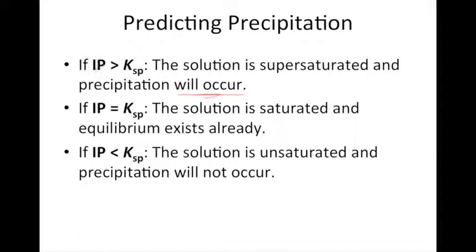So if our ion concentration is greater than KSP, we have more than a saturated solution, we will get precipitation. If the two are equal, then a saturated solution exists and the solution is exactly at equilibrium. And if our ion product is less than KSP, then the concentration of ions is not high enough to result in precipitation. And precipitation, therefore, will not occur.